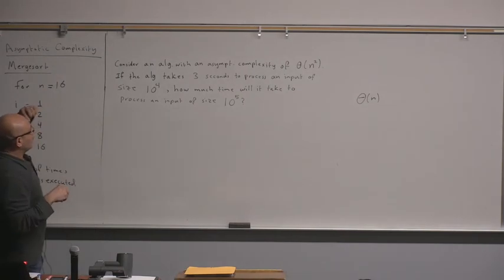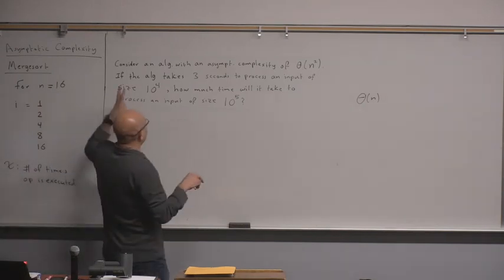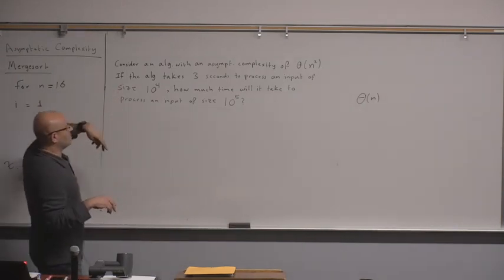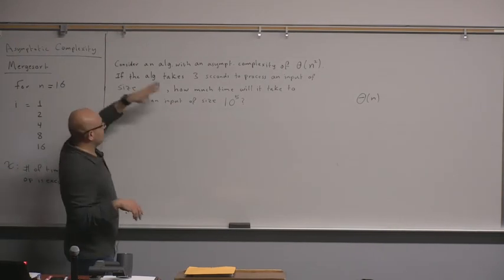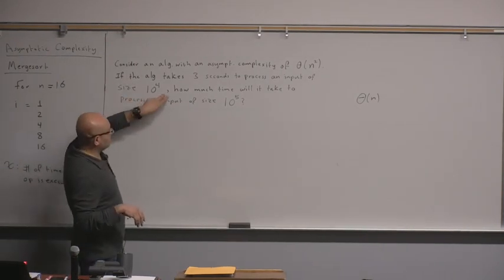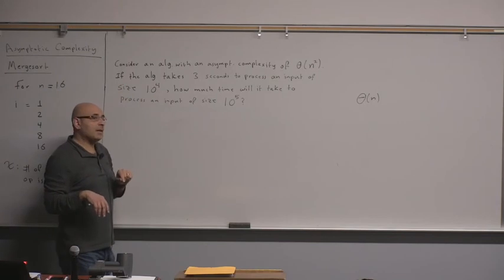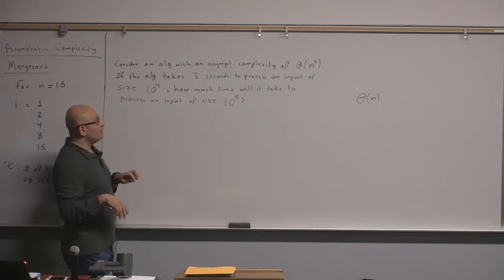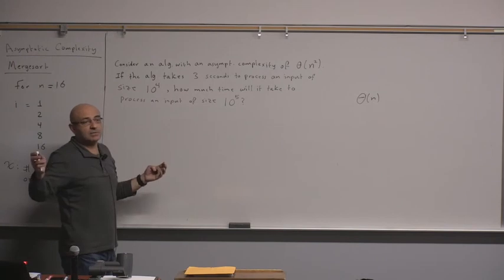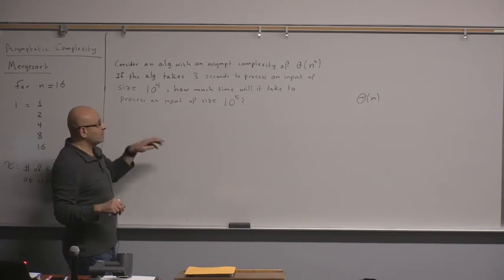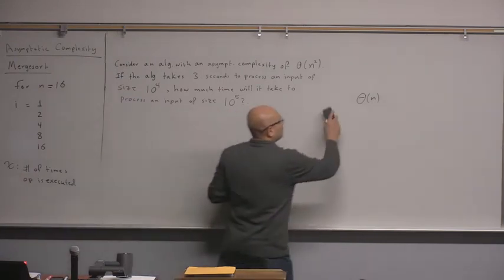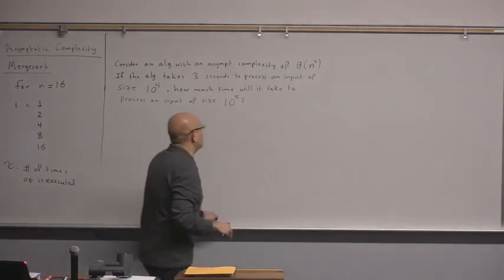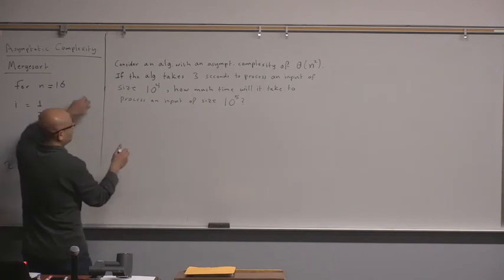So what should we do? Of course, because it's a quadratic time algorithm, the quick solution is that the input got 10 times larger, so the processing time is going to be 100 times more, not 10 times more, because it's quadratic. But let's do it in more detail so that we can have a formula that we can apply to all kinds of algorithms. So let's use this formula.